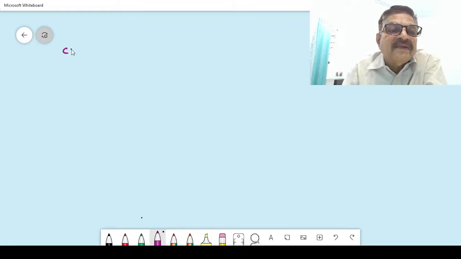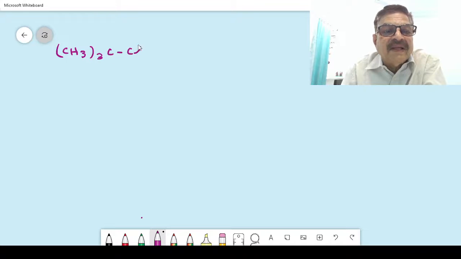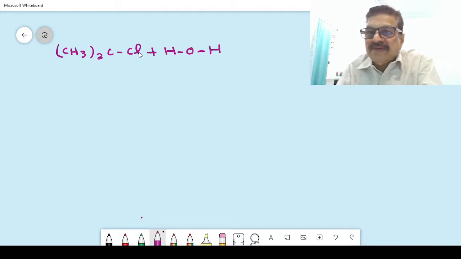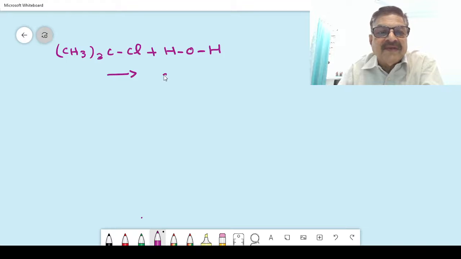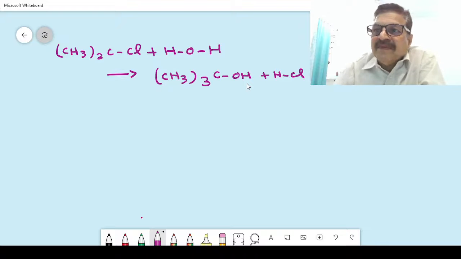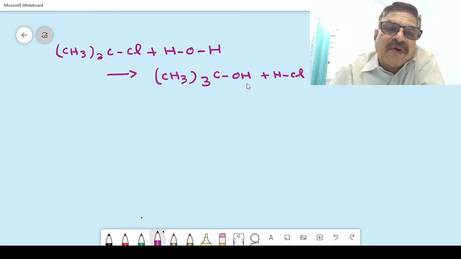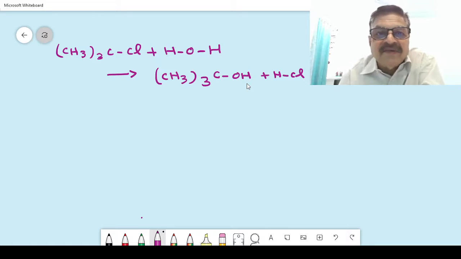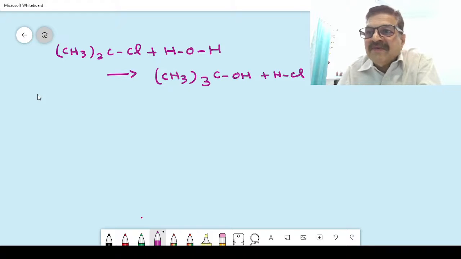That is, we have (CH3)3CCl, a compound, reacting with water, HOH. Then we get the compound (CH3)3COH plus HCl. We have a reaction of this nature. Now, which are the bonds broken here and which are the bonds formed here? This is the only thing we will have to see here.